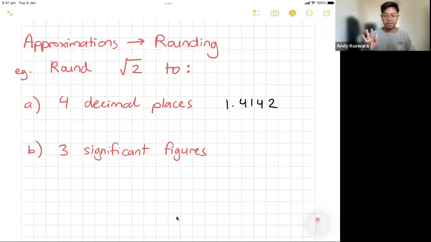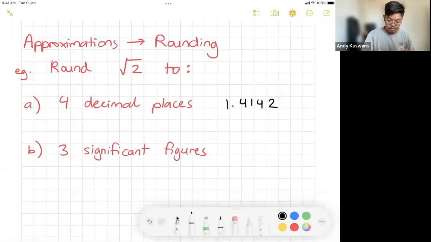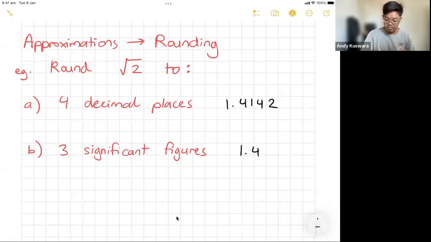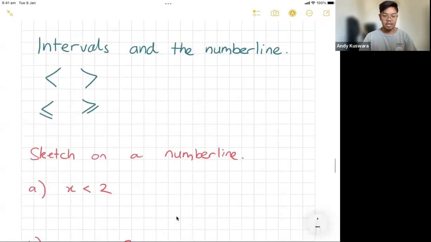If I want 3 significant figures, I'm going to take the first 3 numbers that are significant. So 1.41, and that would be it to 3 significant figures. Okay, so I'm taking the first 3 numbers that are significant. And yeah, that's it.